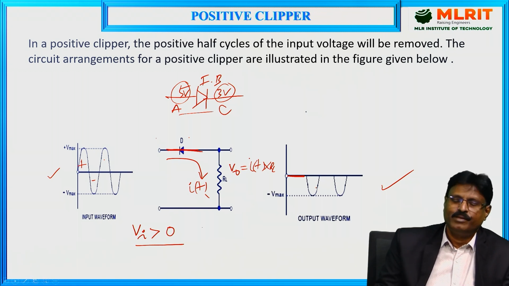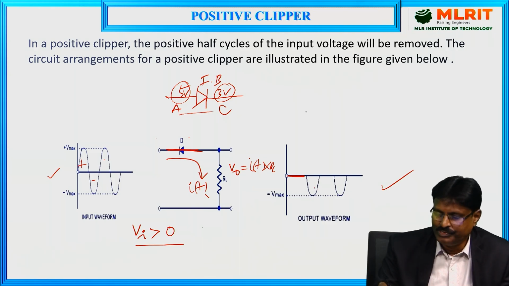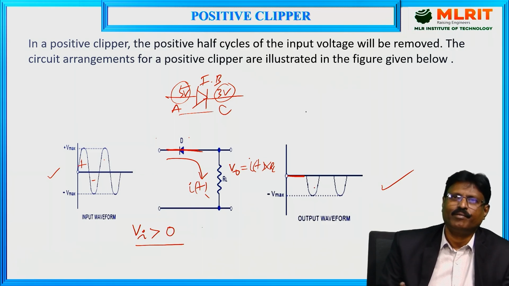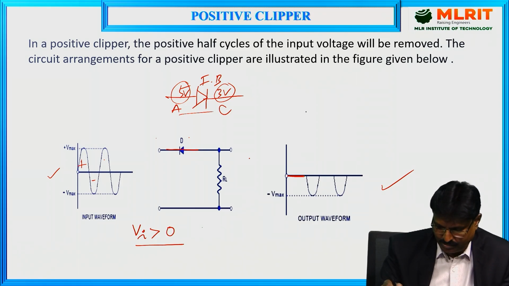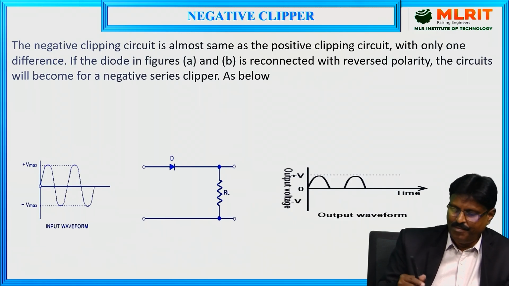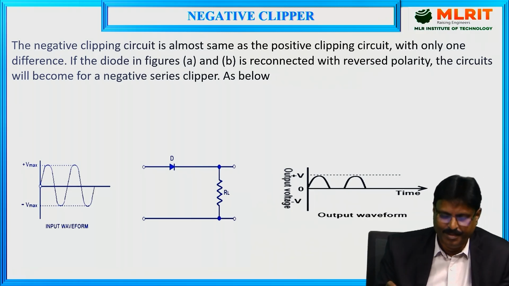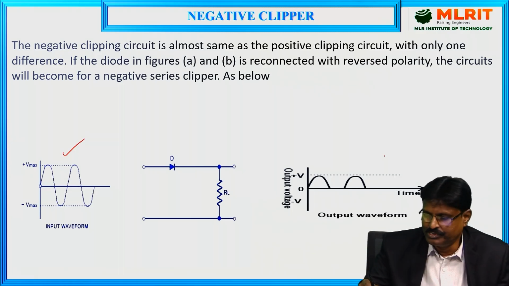So during the positive half cycle, output voltage is 0. During the negative half cycle, output voltage will be developed. So this will be repeated for the next cycle also. So finally, we can say that the positive peaks are clipped away in the positive clipper. In the same manner, negative clipper. Negative clipper means this is the input signal and output signal will be like this.